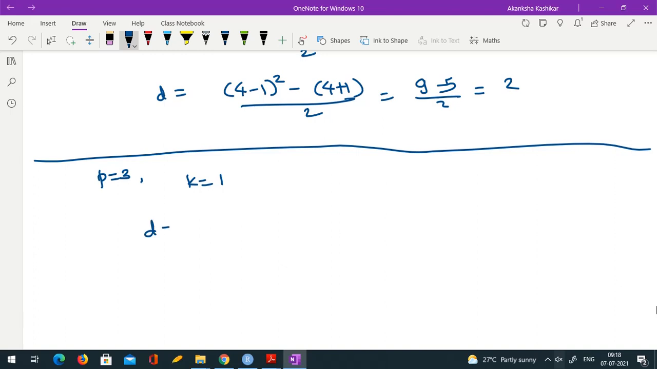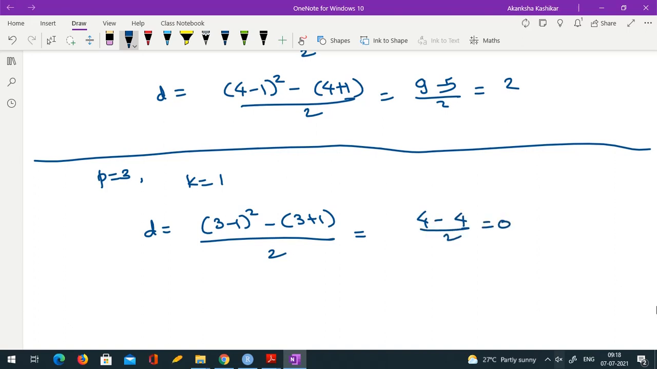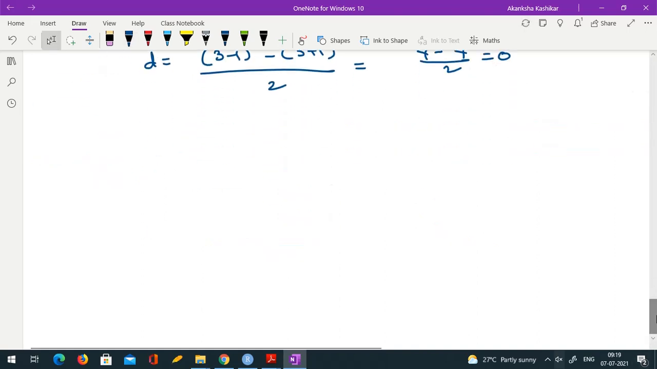What would be d in this case? It would be 3 minus 1 whole square minus 3 plus 1 divided by 2. So 4 minus 4 by 2, so basically 0. So d equal to 0, we know we are supposed to get a unique solution up to rotation. Okay. So let us try to introduce some notations.